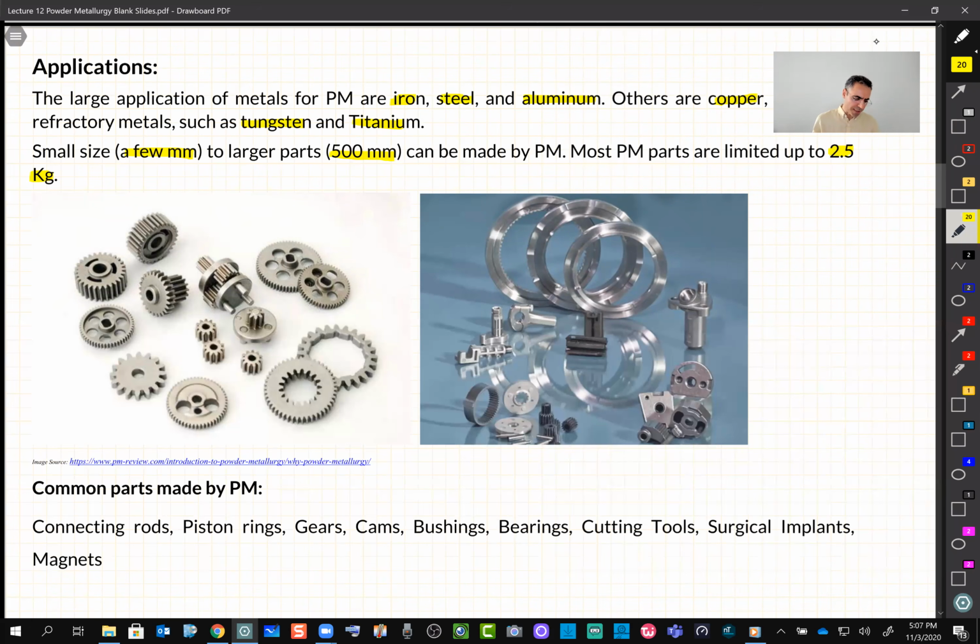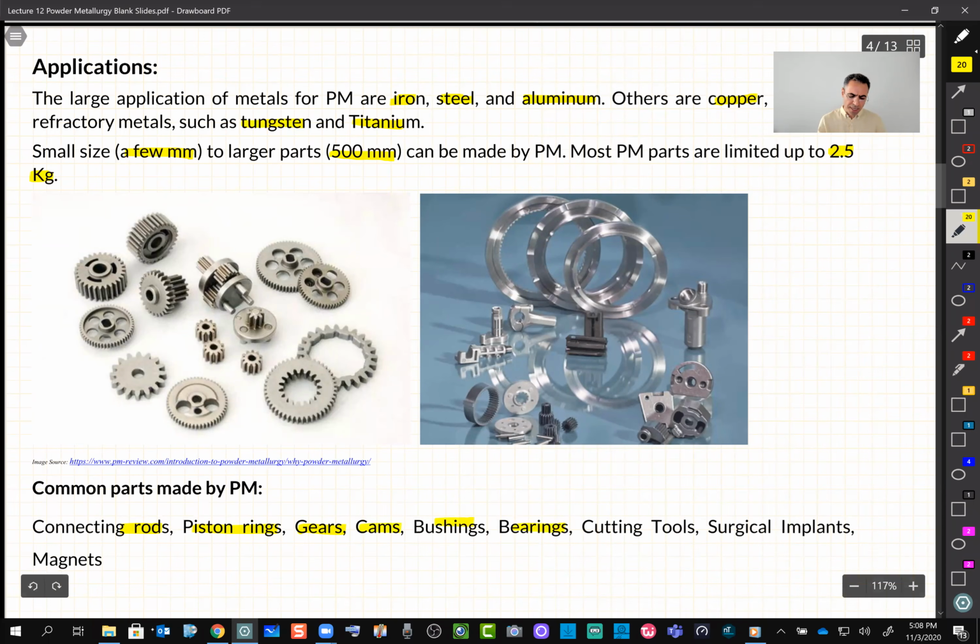A few examples, as you saw in this picture: gears, rings, many parts for cars, and connecting rods, as I pointed out here, like the piston rings for cars, and gears. One approach to make gears is powder metallurgy. Of course, people use different methods such as machining, like CNC machining, but making gears with powder metallurgy is very common.